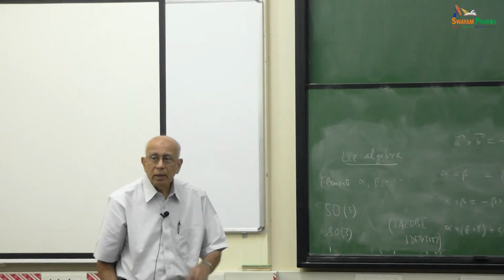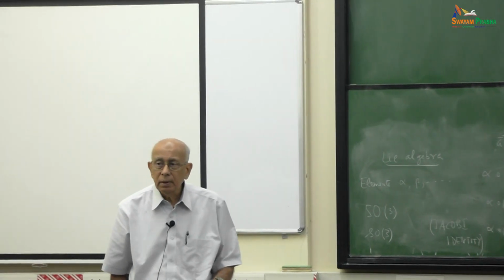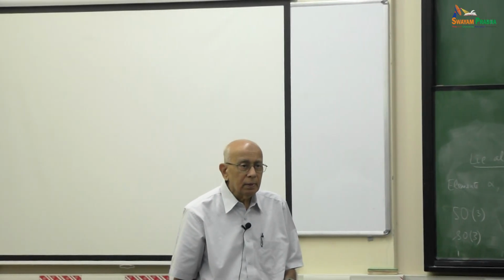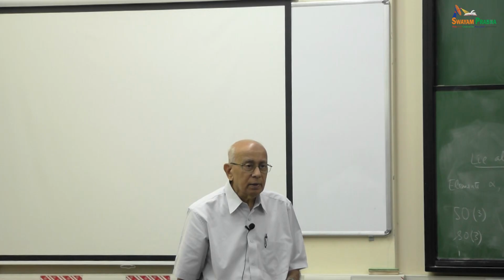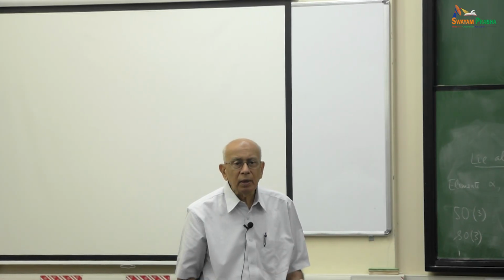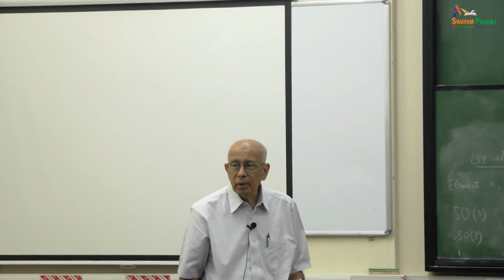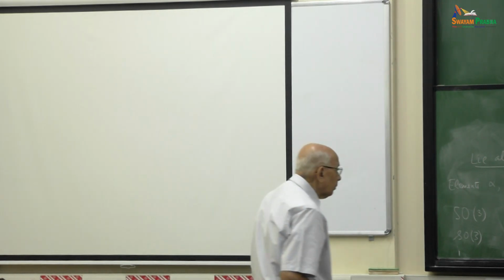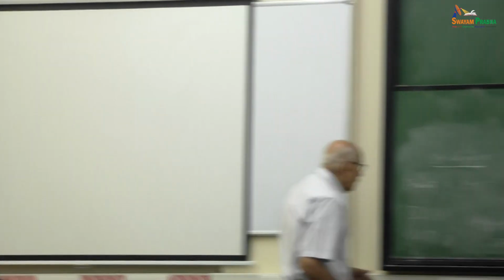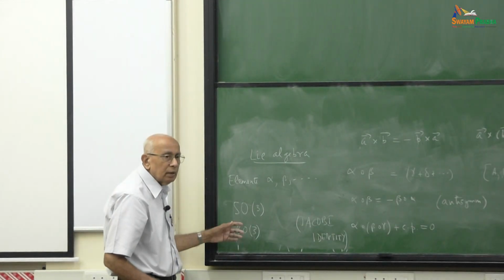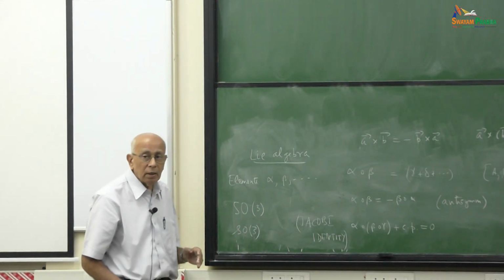What about rotations in a plane in 2 dimensions? How many generators are there? Just one generator. So there's no need for a Lie algebra. It's too trivial. There's no question of an algebra at all. SO2 is a very simple group, a very trivial kind of group in a certain sense.